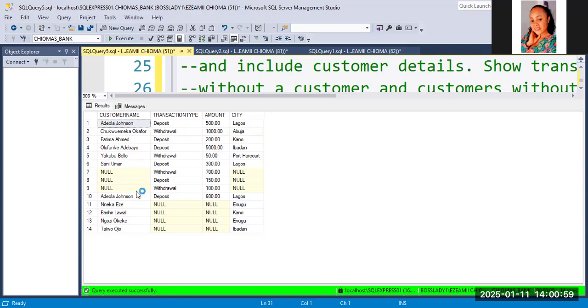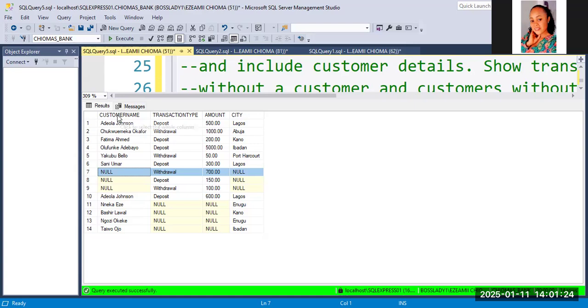So if you look at this now, there are some customers that don't have transactions. All right, so it's also bringing them out. And then there are some transactions that don't have customers, right? It's also bringing them out. That's why we have null. So full outer join will always replace missing values with null once there is no matching value. These are the only ones that are matching.